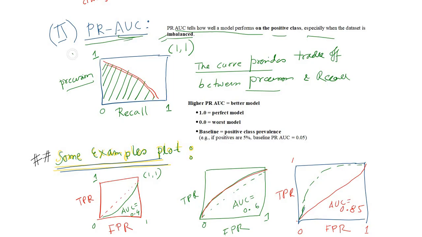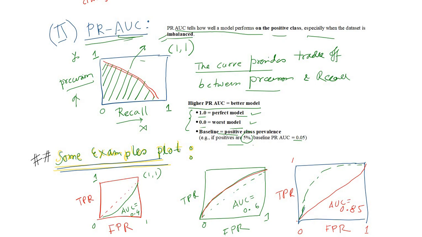On the y-axis is precision and on the x-axis is recall. Generally, PR AUC is better when it is closer to 1, and 0 is the worst case. The baseline is obviously, for example, 0.05, a 5% positive rate. Irrespective of the percentage, with the precision-recall curve we can identify whether the model is perfect or worst.